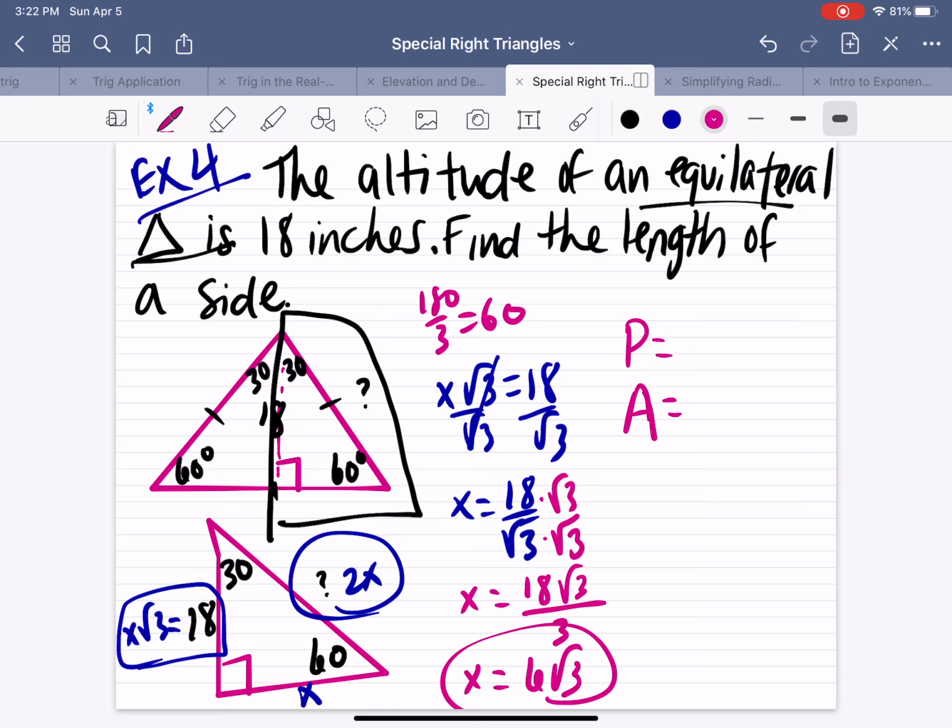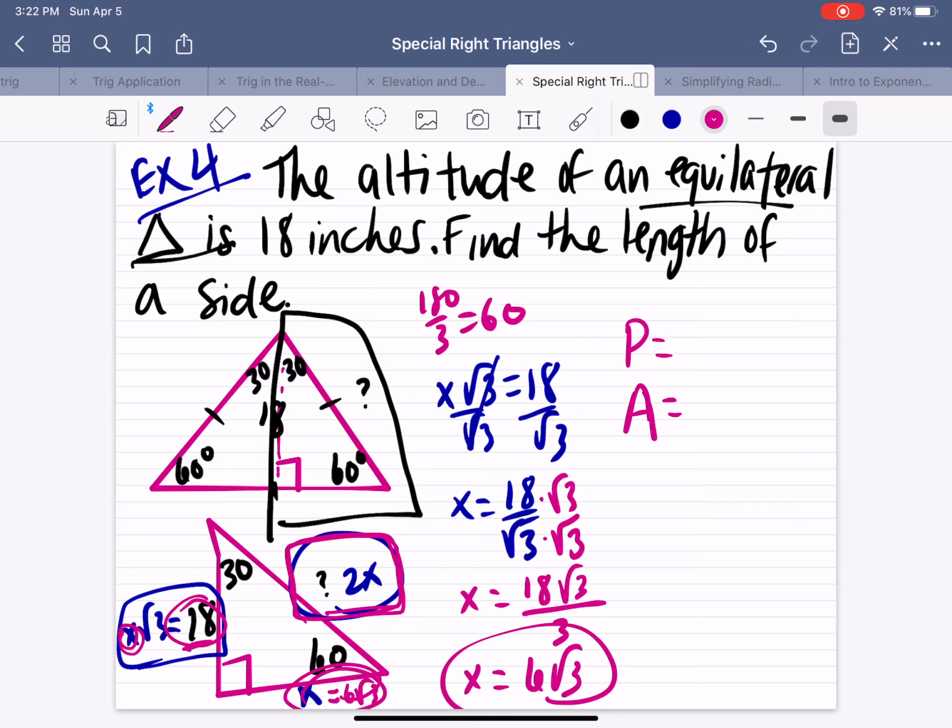Now, this right here is not the final answer. All we found so far is the value of x. So all we know right now is that this x is equal to 6 root 3. And if you plug in 6 root 3 here, you should get 18. So we have this side's 18, but we're trying to find this right here, the hypotenuse.